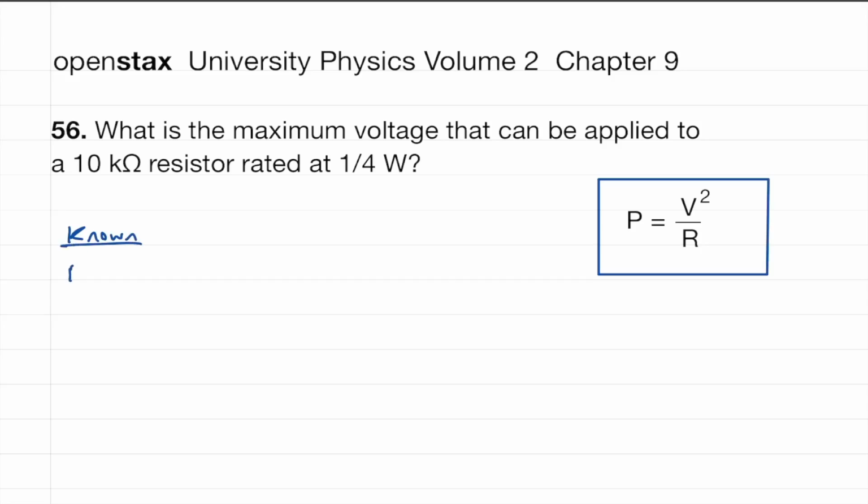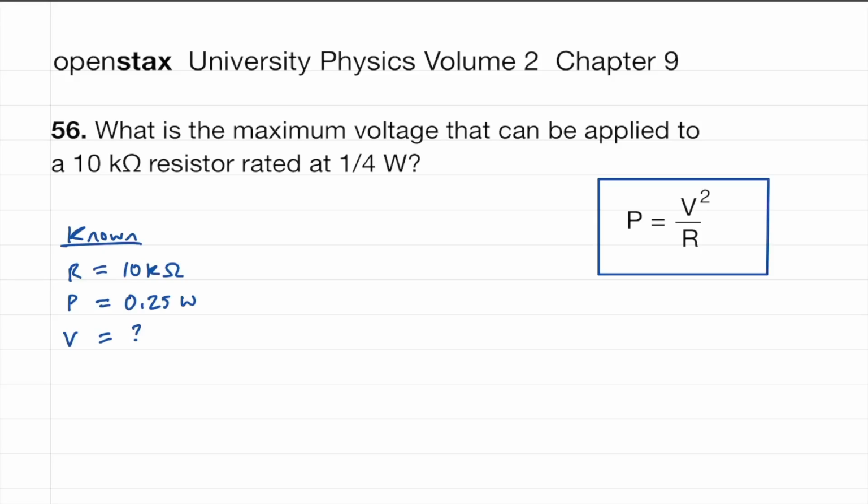First off, the resistance of the resistor is 10K ohms, so 10,000 ohms, 10 kilo ohms. Power is 1/4 of a watt, so 0.25 watts. And we need to find the voltage.